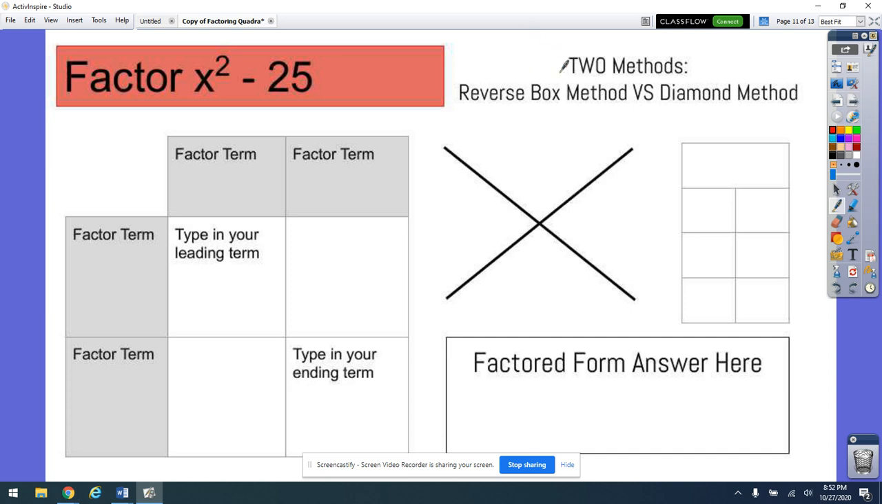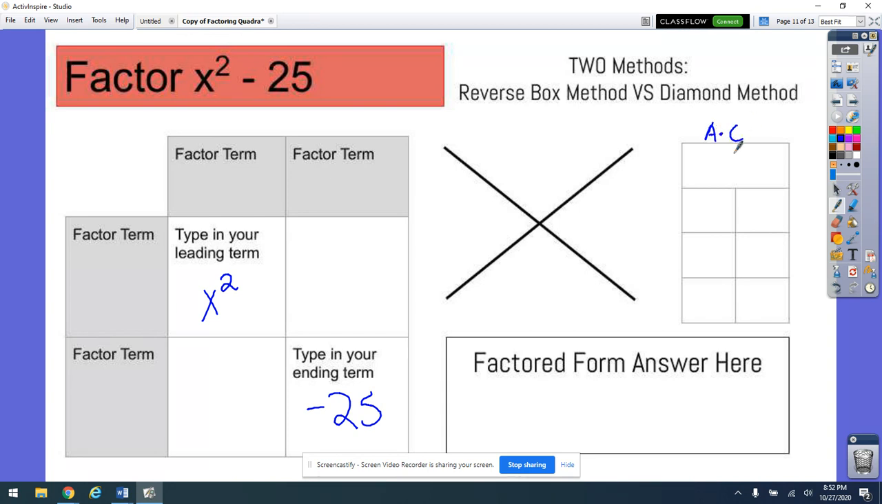So now let's try another example. We have this one here, factor x squared minus 25. And we're going to do that same process again, just like we did before. Again, leading term, x squared. This time a negative 25, so I'm going to put negative 25 here, go ahead into my table.